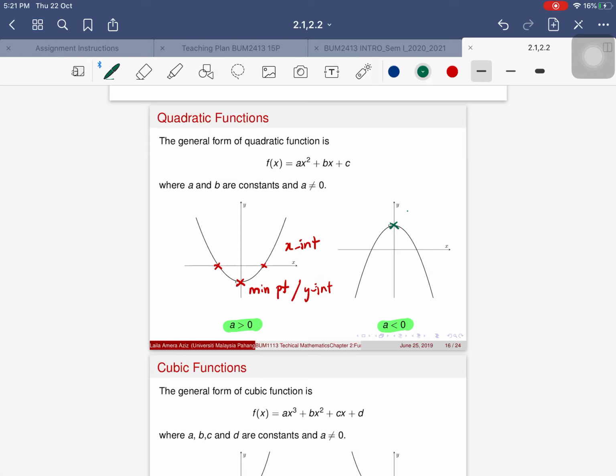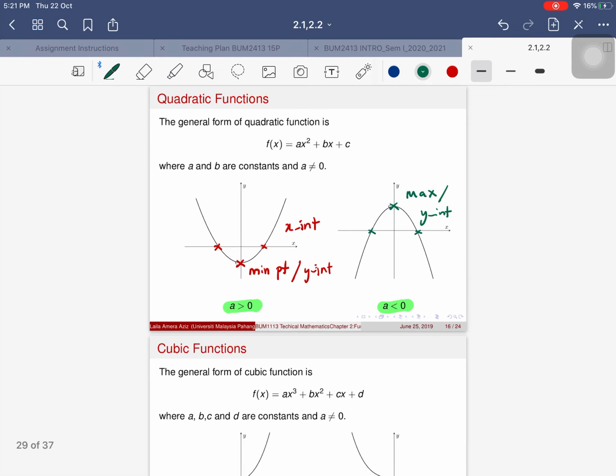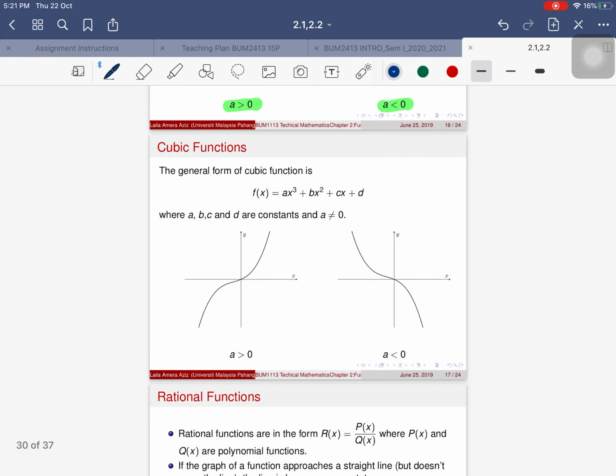And for this one, when a is less than 0, this is my maximum point, and this is going to be the x-intercept. But for this case, also, the maximum point is the same as the y-intercept. If they are not the same, you have to find the y-intercept. And this is going to be the value of the y-intercept, always the case. So this is the y-intercept value. You don't have to calculate that. Simply take the value of c.